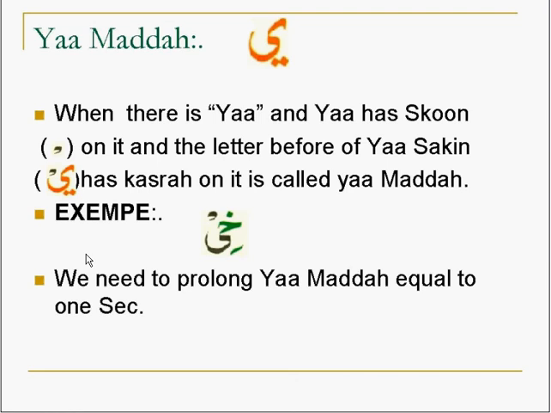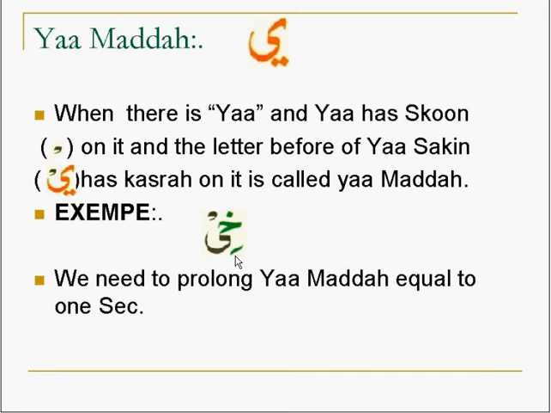Similarly, when jim comes with the sakoon, it's called jim sakin. So here we need a ya sakin. When there is ya sakin, we'll check the letter before. If the letter before ya sakin has kasra, like this word, it will be ya madda. So we'll apply the same rule. We'll prolong the letter equal to one alif or one second, like kha ya kasra khi, noon ya kasra ni, lam ya kasra li.